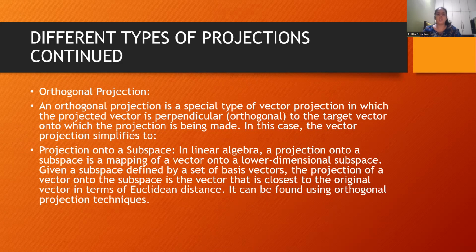In linear algebra, projection onto a subspace is a mapping of a vector onto a lower dimensional subspace. Given a subspace defined by a set of basis vectors, the projection of a vector onto the space is the vector that is closest to the original vector in terms of Euclidean distance. It can be found using orthogonal projection techniques.